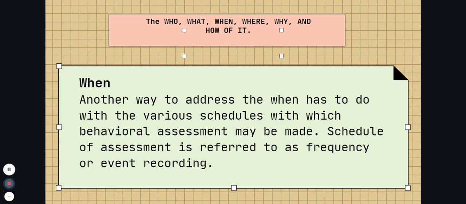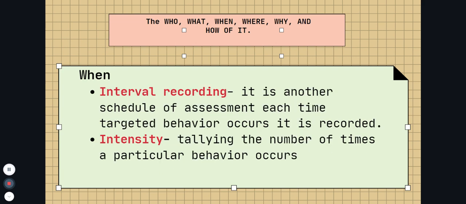Schedule of assessment is referred to as frequency or event recording. So we have the interval recording. It is another schedule of assessment each time targeted behavior, of course, is recorded. So say for example, every other minute, or every 24 hours, or every third week, as long as there is an interval for the recording of the behavior.